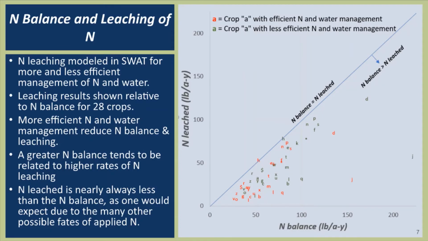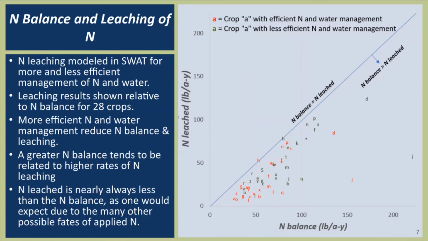So now we talked about how the N balance is an index of risk, but how does it really relate to leaching? We modeled leaching for a lot of crops, and each of these crops is signified by a letter out here. We've got red and green letters. The red letters are the most efficient irrigation and nitrogen management. The green letters are less efficient irrigation and nitrogen management. And you might notice that as the N balance grows, as you get less efficient, the N balance gets bigger, and the amount of leaching is generally more.